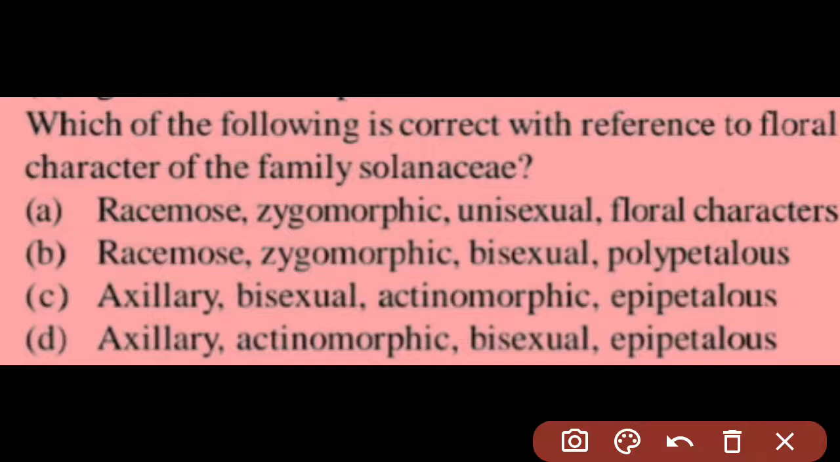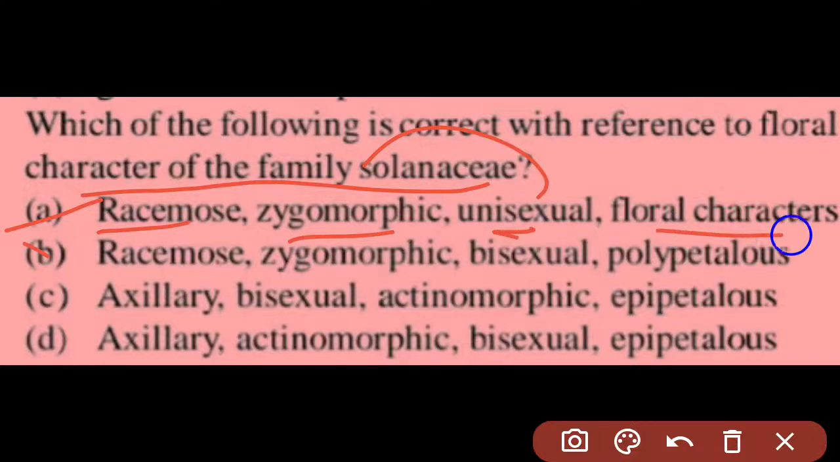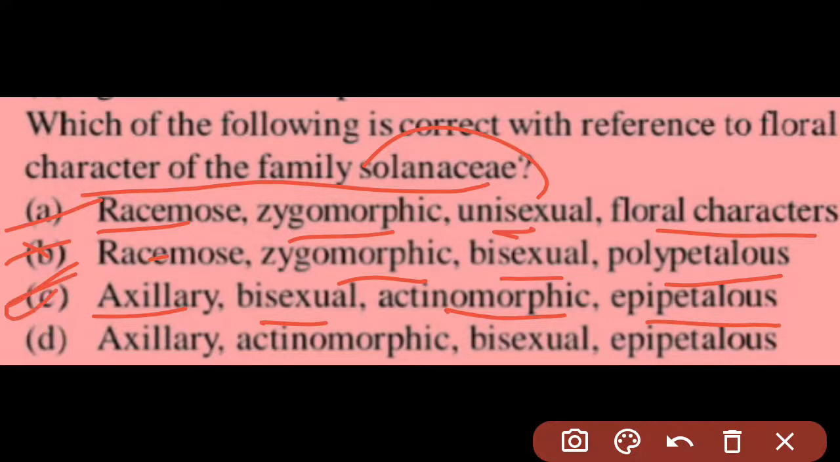Question is, which of the following is correct with reference to the floral characters of family Solanaceae? Which is correct? Racemose, zygomorphic, unisexual; or racemose, zygomorphic, bisexual, polypetalous. Third is axillary, bisexual, actinomorphic, epipetalous. Yes, this is the correct one. Option C.